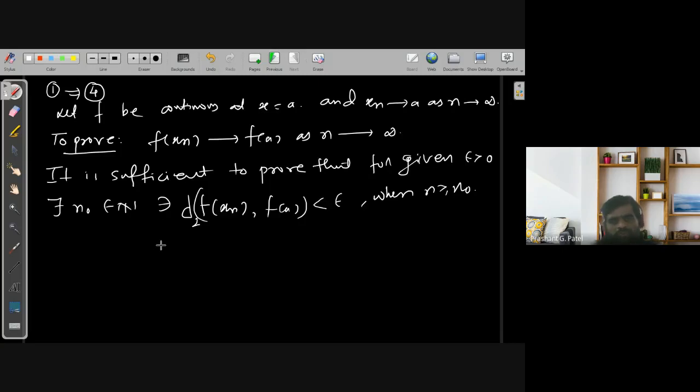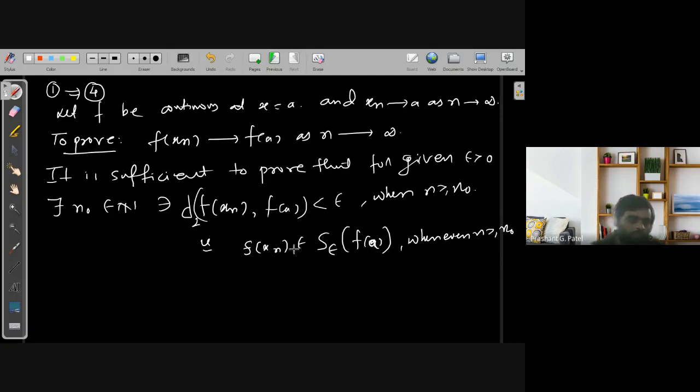So this is equivalent to, that means, f of xn belongs to S epsilon of f of a whenever n is greater than or equal to n0. So this same definition I can write down in terms of epsilon neighborhood definition.